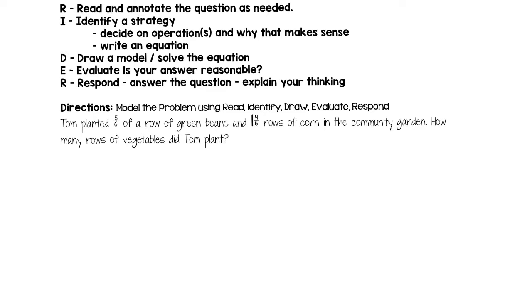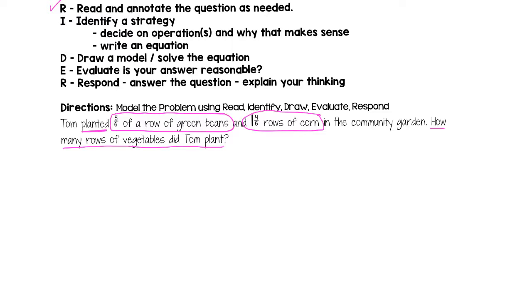I hope the first thing you thought was, okay, I just read the question, and the question is asking, how many rows of vegetables did Tom plant? Now, what else was important for us to know? You might say 5/6, but we have to know 5/6 of what? 5/6 of a row of green beans. So that sounds important. And he planted it, that's what he's doing. And 1 4/6 rows of corn. All right, we have read and annotated it. Good job.